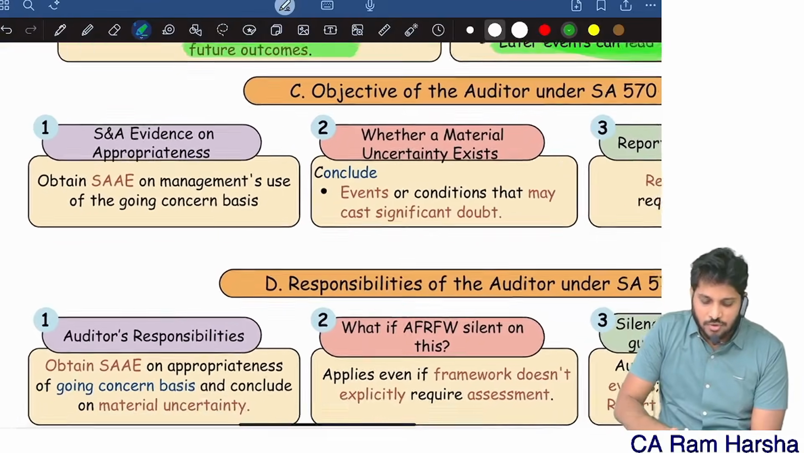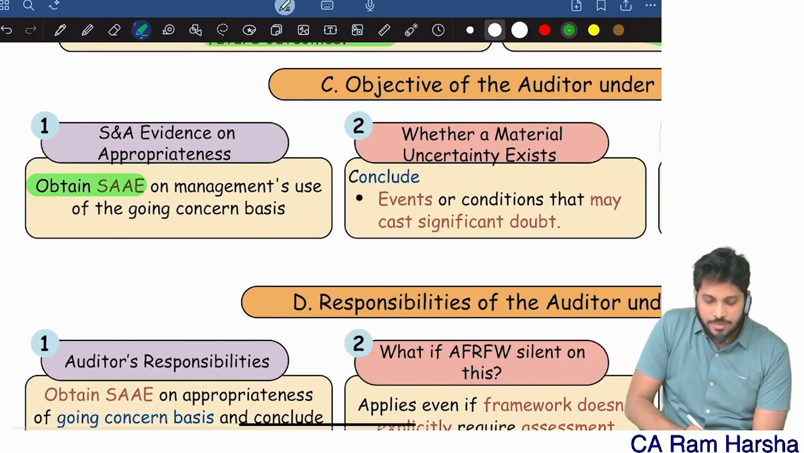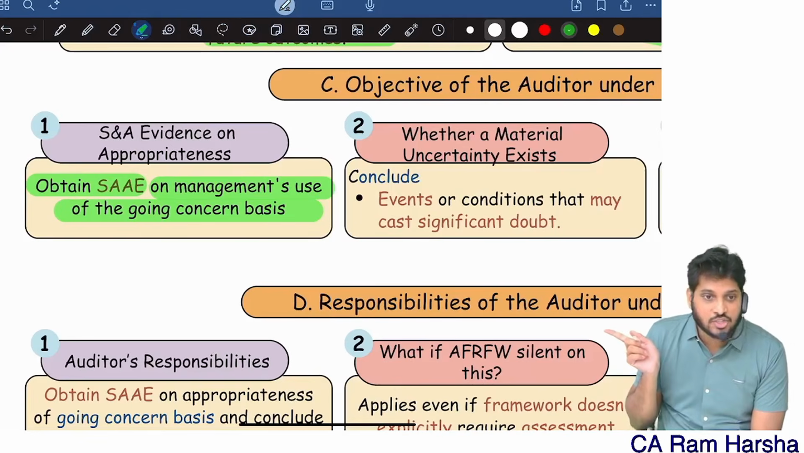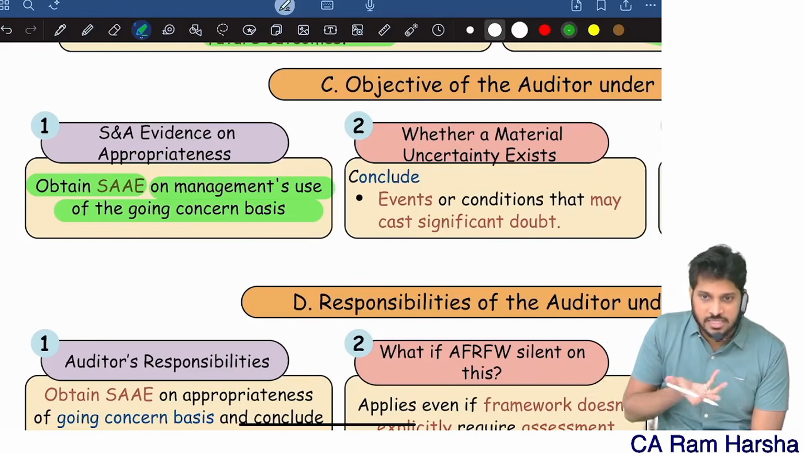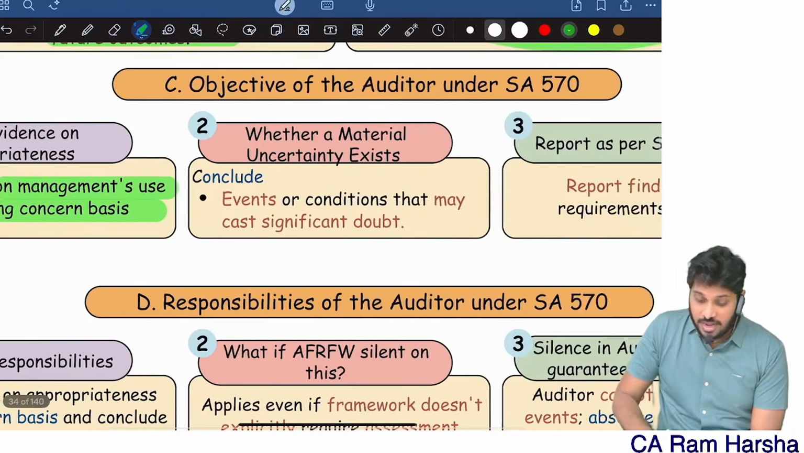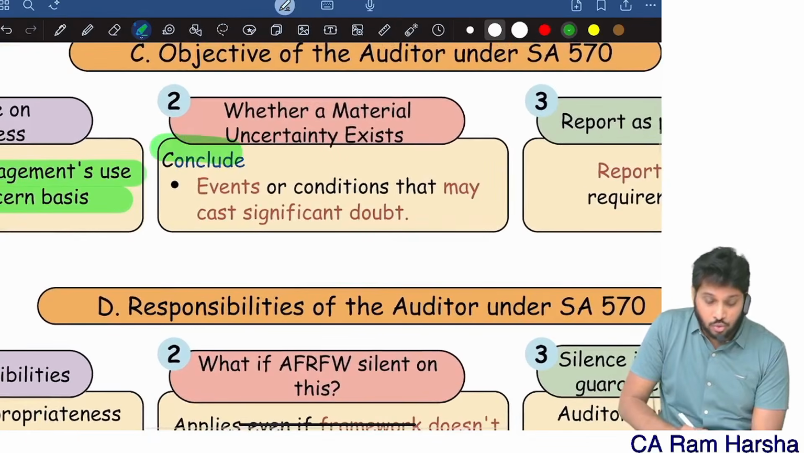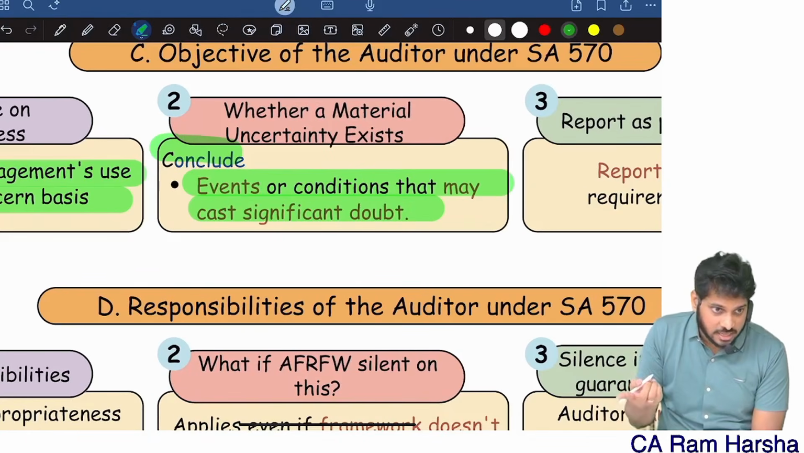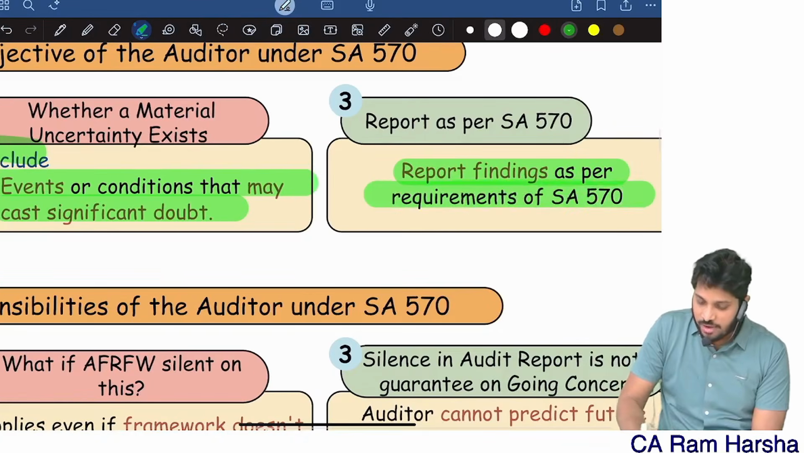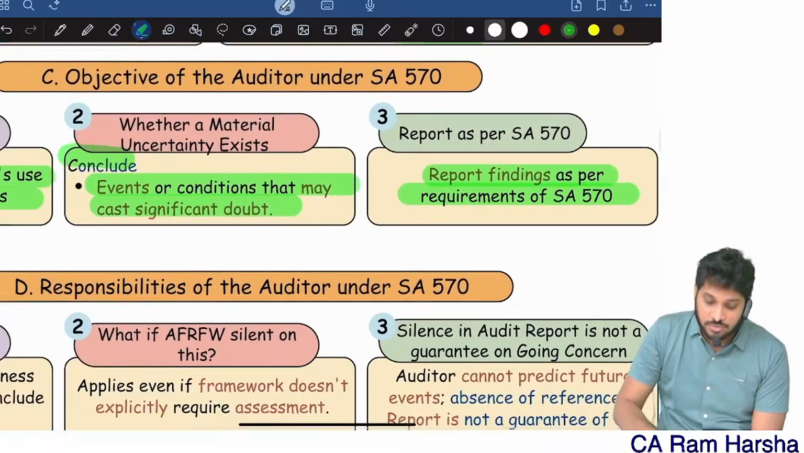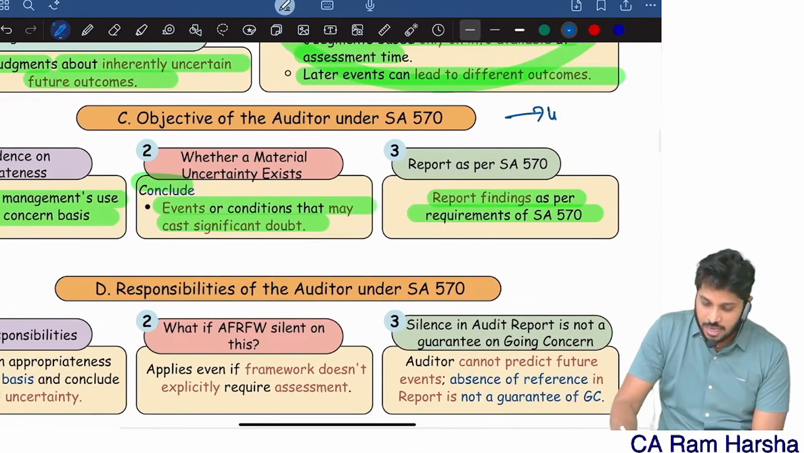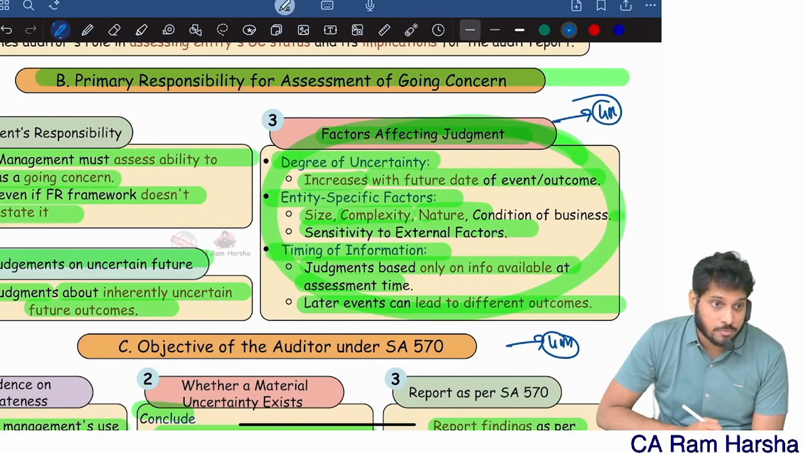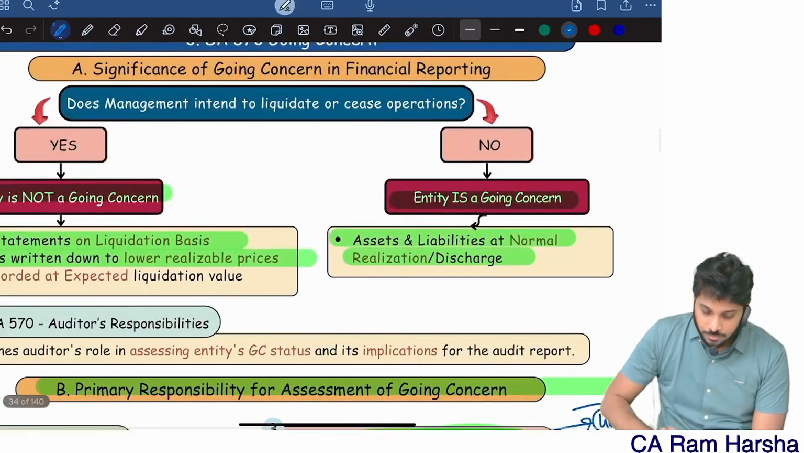What is the objective of the auditor? Very simple. I have to obtain sufficient appropriate evidence on management's use of the going concern basis. Management prepares financials on a going concern basis. I have to get evidence whether it is a going concern or not. When I am getting evidence, I will conclude whether any events or conditions exist which may cast doubt on going concern, and I will report findings accordingly. This is the objective of the auditor. This objective itself can be asked as a 4 marks question. And remember, factors affecting judgment itself can be asked as a 4 marks question. Clear? That's it.